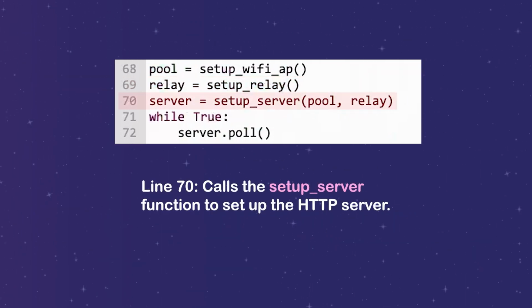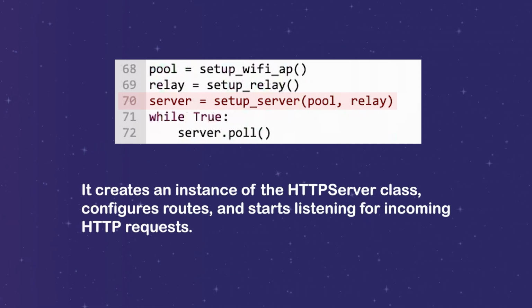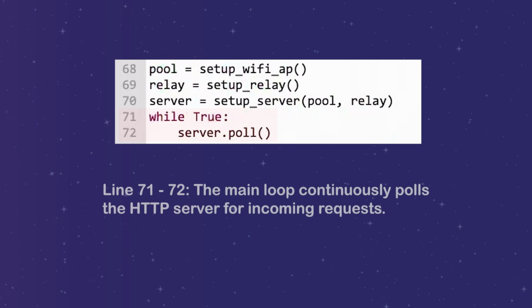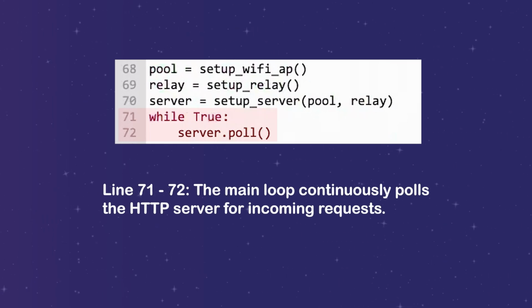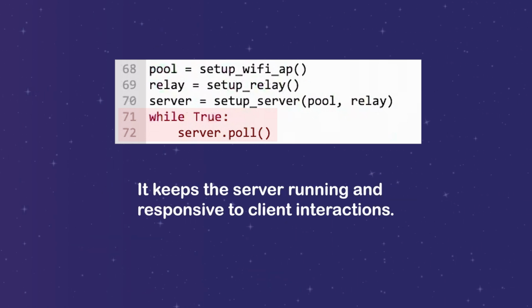Line 70 calls the setup server function to set up the HTTP server. It creates an instance of the HTTP server class, configures routes, and starts listening for incoming HTTP requests. Line 71 to 72. The main loop continuously polls the HTTP server for incoming requests. It keeps the server running and responsive to client interactions.